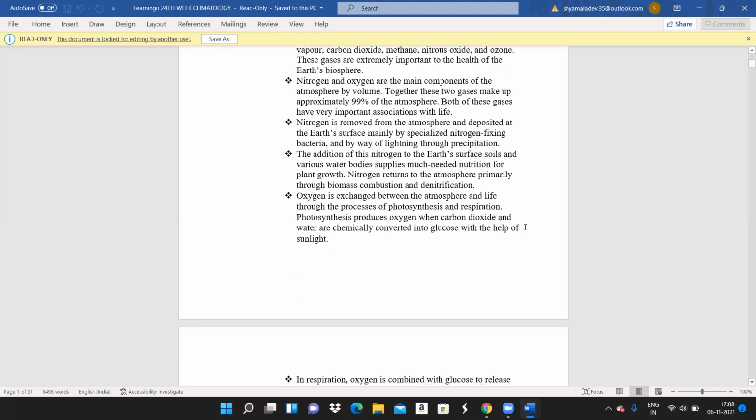And then we also have oxygen, which is exchanged between the atmosphere and life through the processes of photosynthesis and respiration, which you will be learning in your biology. Photosynthesis produces oxygen when carbon dioxide and water are chemically converted into glucose with the help of sunlight. A little bit of science here, that's why we call it social science. Geography is mainly related a little to biology, where when we talk about the atmosphere or gases, we talk about chemistry, we talk about biology also. That's why it is referred to as social science also.